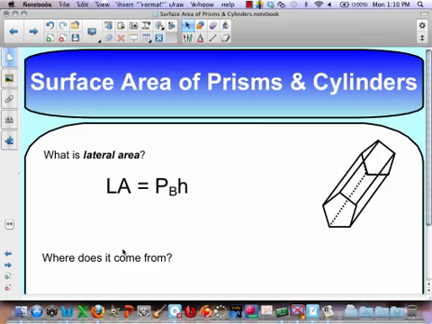So first, I want to talk about lateral area. Lateral area is the area of the sides. That's it, just the area of the faces. That does not include bases, just the faces. So lateral area would be this nice little formula, the perimeter times the height. Now notice that's P sub B. What does that capital B represent? The base. So it's the perimeter of the base times the height of what? Of the prism. Height of the prism.